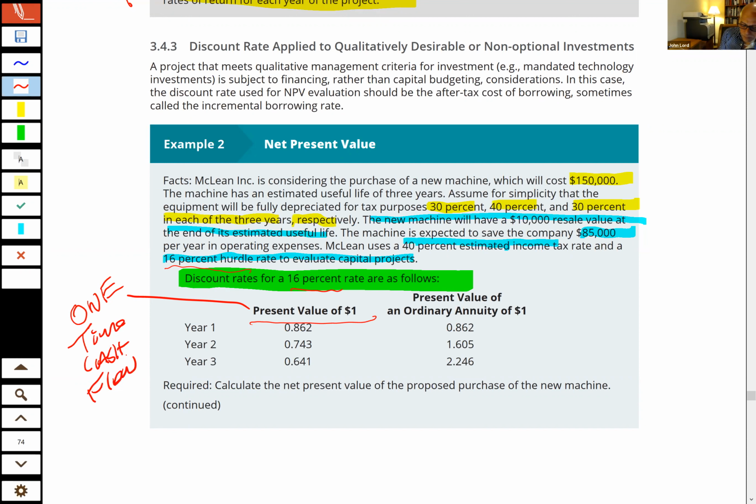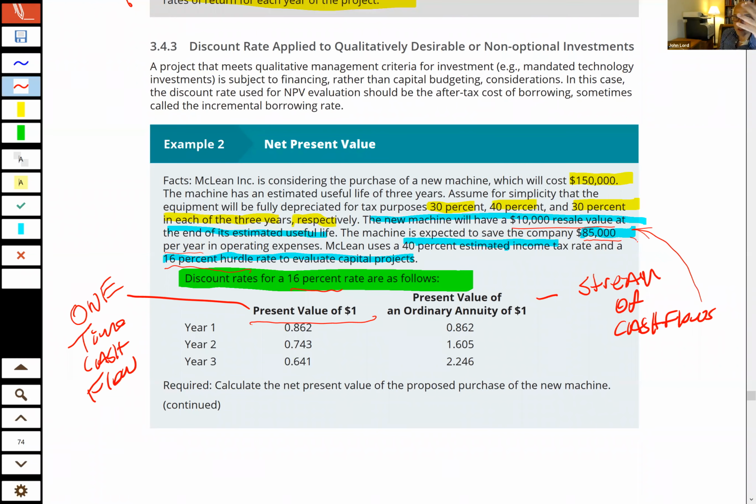Okay, can you think of any cash flow here that's going to be one time? I mean, you can only sell a piece of equipment once. Okay, that's a cash flow that comes in just one time. Okay, present value of an annuity considers what? Considers a stream. That's a stream of cash flows. And in this particular problem, we have what? Well, they told us it's going to save the company 85,000 per year. That's a stream of cash flows.